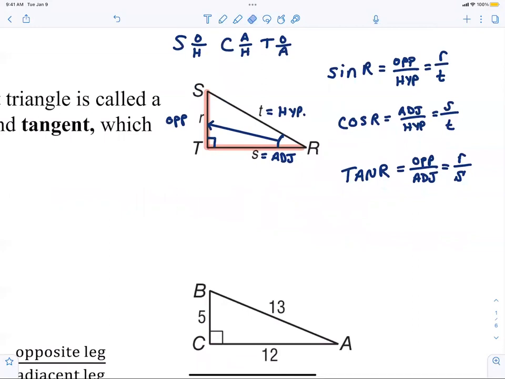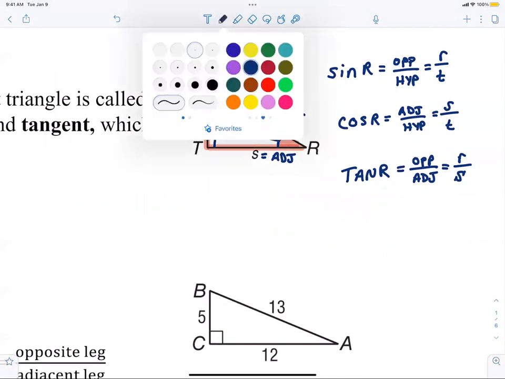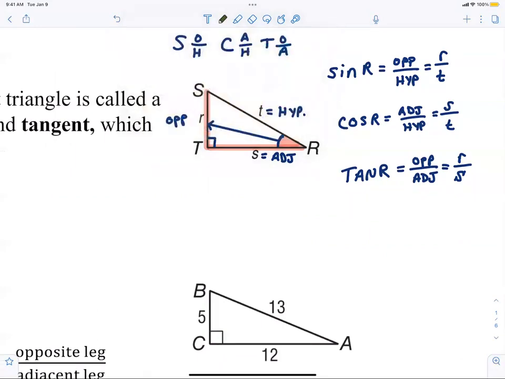Now, I do want to make one other quick note here. I gave you from R's perspective. Now I want to take it from S's perspective. Here's where everybody makes mistakes, so I need you to really listen to what I'm saying. From angle S, does the hypotenuse change? No. But what is the opposite from S's perspective now? That is correct.